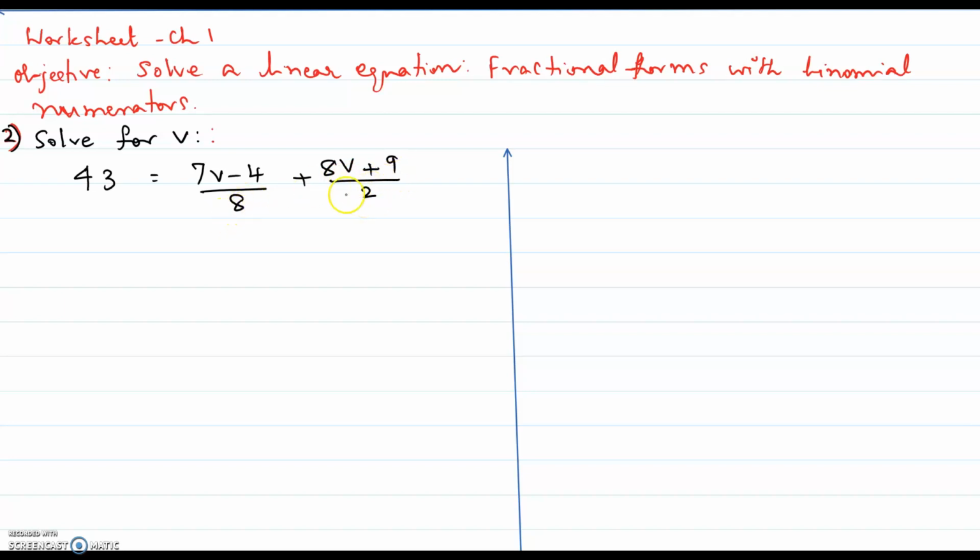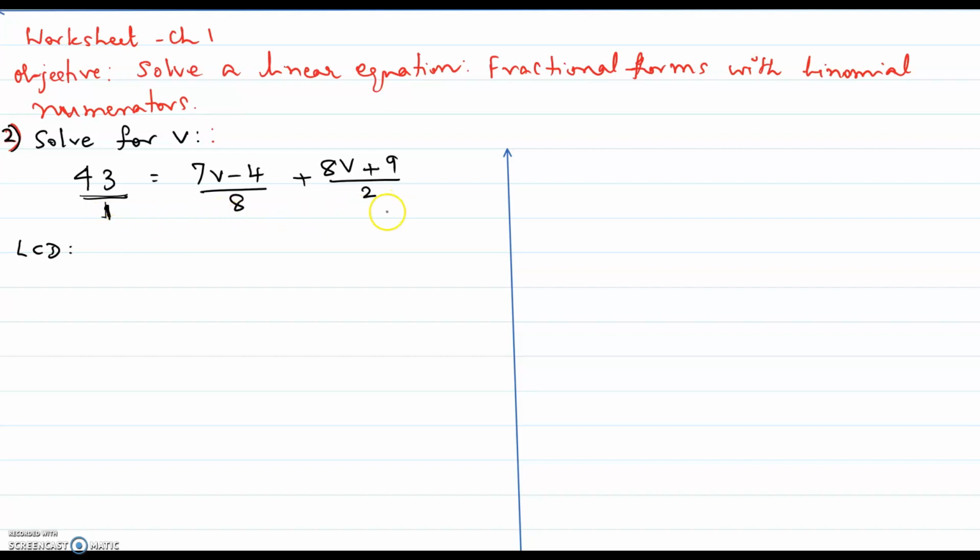Here we see on the right hand side, both of them are fractional forms. 8 is the denominator of the first term, 2 is the denominator of the second term. But there is no denominator for the left hand side, so make it look like a denominator by throwing a 1 below. So everything looks in the fraction form. The next step is to find the LCD for all the numbers.